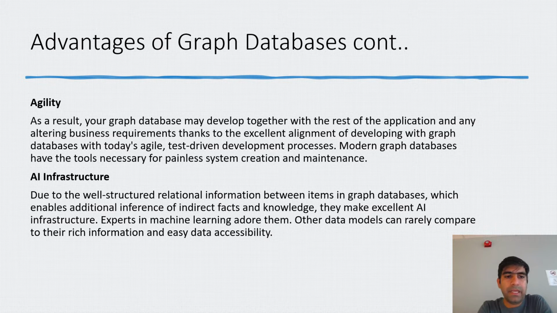Next to this is AI infrastructure. Due to the well-structured relational information between items in graph databases, which enables additional inference of indirect facts and knowledge, they make excellent AI infrastructure. Experts in machine learning adore them. Other data models can rarely compare to their rich information and easy data accessibility.